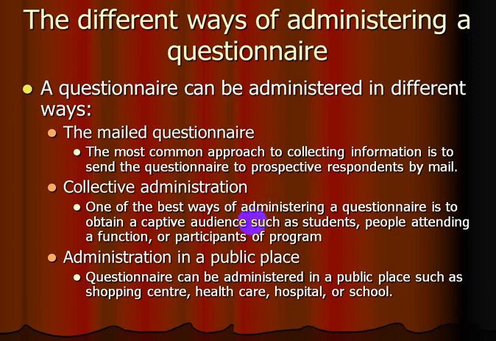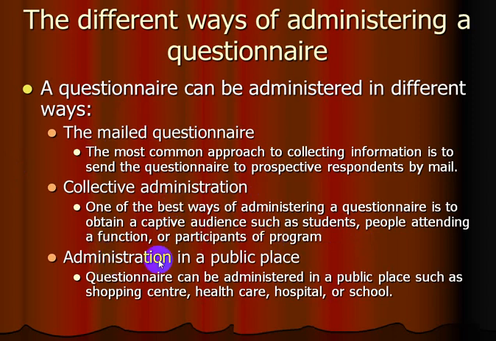How about the collective administration? One of the best ways of administering a questionnaire is to obtain a captive audience, such as students, people attending a function, or participants of a program. So that you have their email address. So that's why you have to deliver the questionnaire to them.